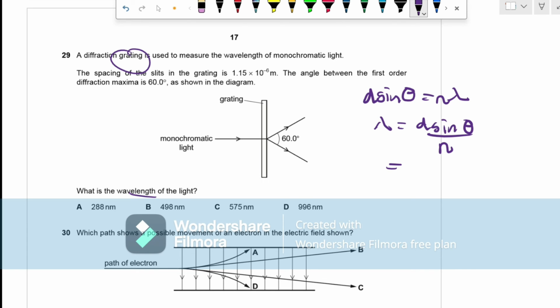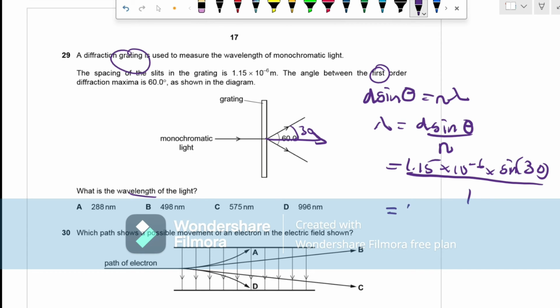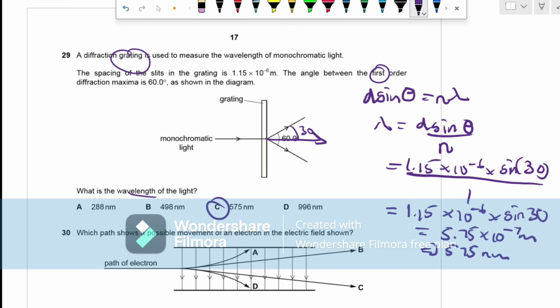The spacing of the slits is 1.15 times 10 to the power of negative 6, so d is 1.15 times 10 to the power of negative 6. Theta is always measured from the 0th order, so theta is 30, so it's sine 30 divided by n. N is the order, and it's the first order, so n is 1. So we have 1.15 times 10 to the power of negative 6 times sine of 30. That's 5.75 times 10 to the power of negative 7 meters, which is 575 nanometers. The answer is C.